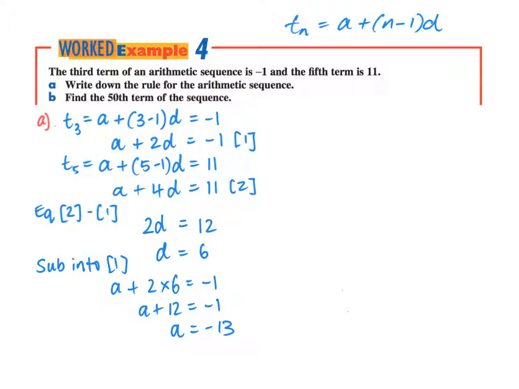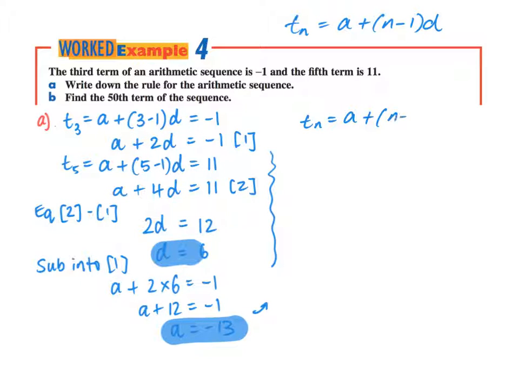So with all of this information, we can now put that into our main rule for finding the term of an arithmetic sequence, and that will then give us a rule for this arithmetic sequence. If we go ahead and do that, we have a d value, and we also have an a value, and that's all we need. So it would be Tn equals a plus n minus 1 d.